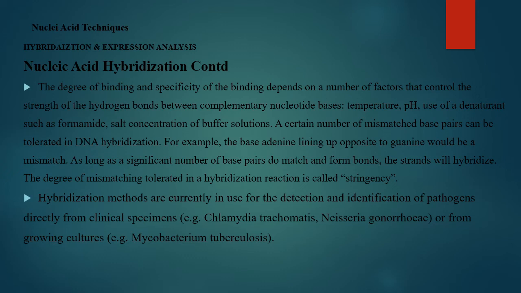Now, however, in DNA hybridization, we can accept a certain number of mismatched base pairs. So some portion is tolerated to an extent. For example, the base adenine lining up opposite to guanine would be a mismatch, because G pairs with C, not with A. However, this can be allowed to an extent. As long as a significant number of base pairs do match and form bonds, the strands will still hybridize.